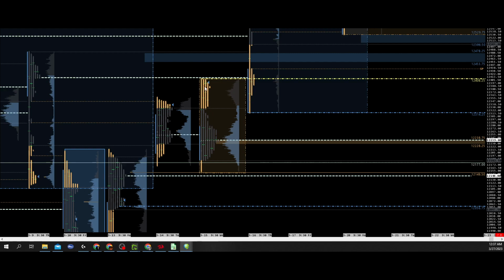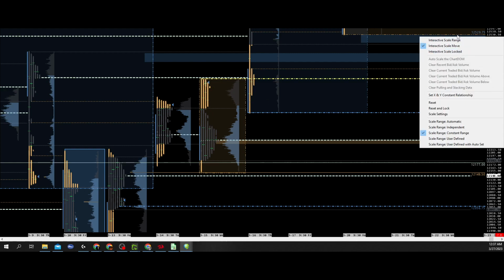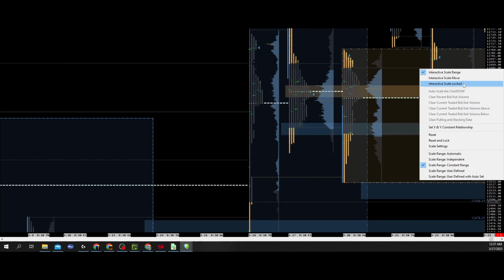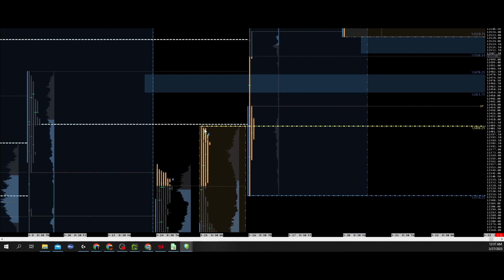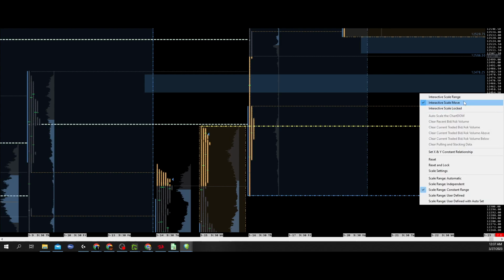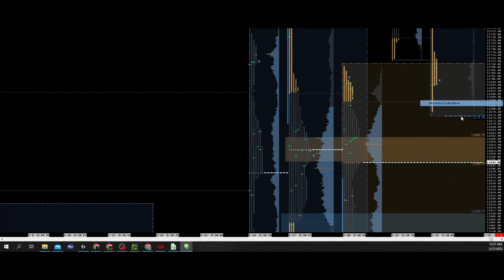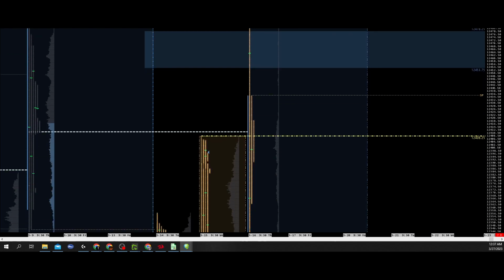Here's an example of a poor high. Just noticed this right here would be an example of a poor high. One tick of excess. It's probably hard to see. Let me make it a little bigger. Okay.